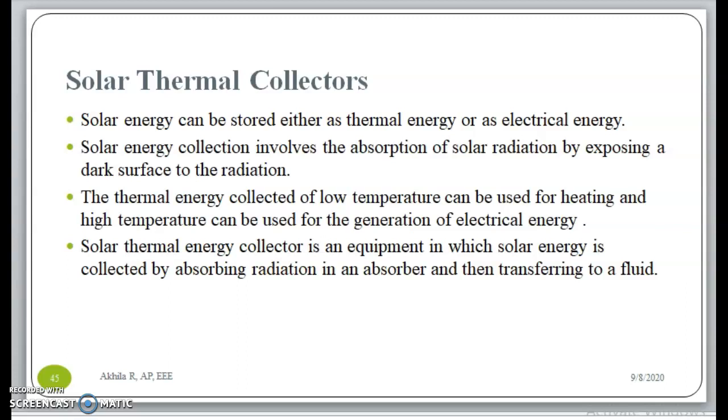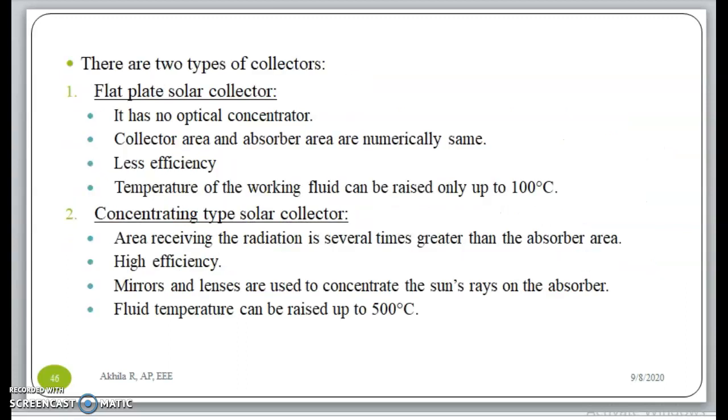So in this device, the solar energy can be stored either as thermal energy or as electrical energy. The solar energy collection involves the absorption of solar radiation by exposing a dark surface to the radiation. So the thermal energy collected at low temperature will be used for heating, and that at high temperature will be used for the generation of electrical energy. The solar thermal energy collector is an equipment in which solar energy is collected by absorbing the radiation in an absorber and then transferring it to a fluid.